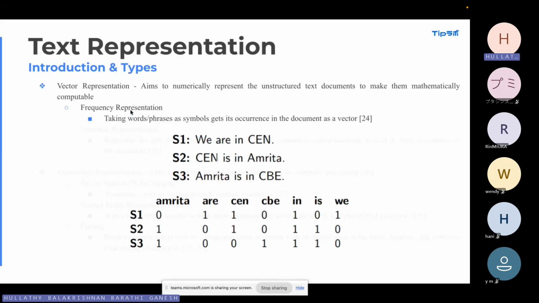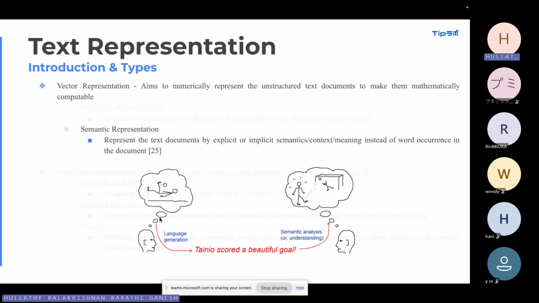So here in the frequency representation, given the text, we are counting the frequency, meaning the number of times the word appears in those sentences. Okay. So this is frequency representation.